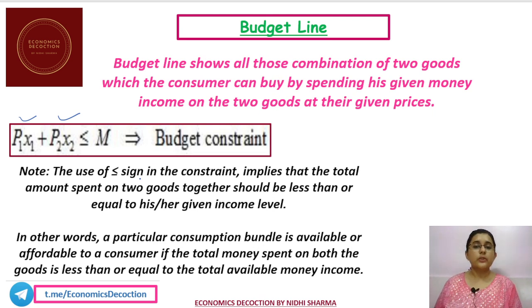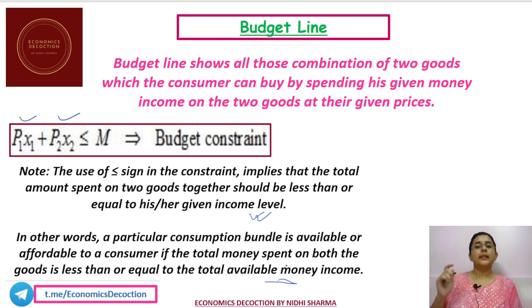Note, the use of the less than or equal to sign in the constraint implies that the total amount spent on the two goods together should be less than or equal to his or her given income level. So we have already discussed this fact. In other words, a particular consumption bundle is available or affordable to a consumer if the total amount of money spent on both the goods is less than or equal to the total available money income.